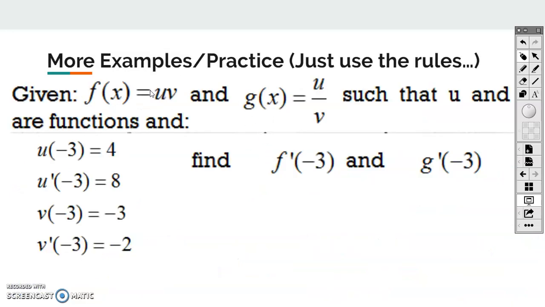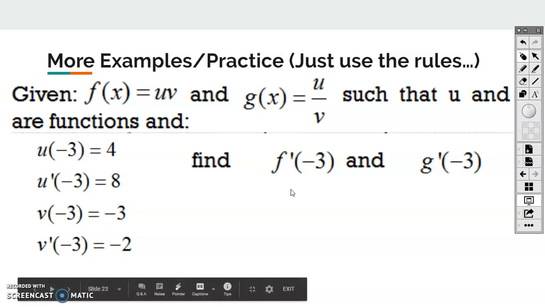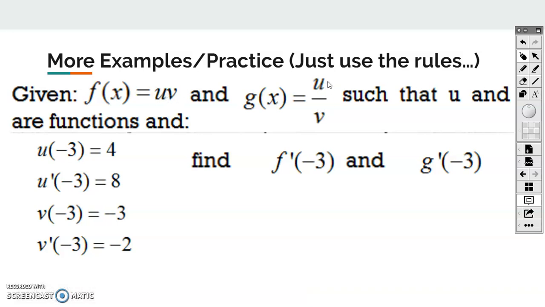Sometimes you're not going to have the entire function. You're going to have specific values of the function. It's the same idea. Either use the product rule or the quotient rule. I've got both of these examples worked out. I would hit pause, try to figure out what f prime of negative 3 is, g prime of negative 3, and then hit play and look at these next couple of slides. So let's see how you did.